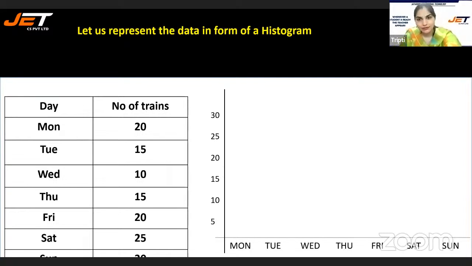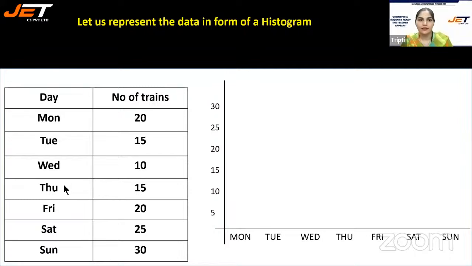I hope it's done, because the data is given, the categories are given. You just need to draw the bars. That's it. So here, children, draw the bars. This is the bar graph where you have to draw the bar.